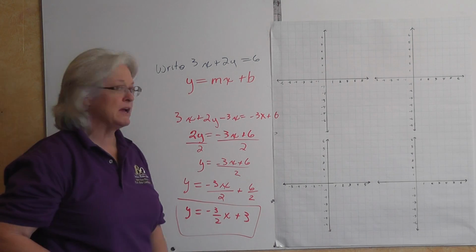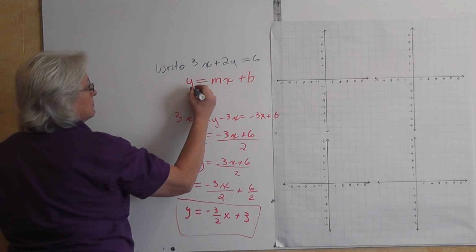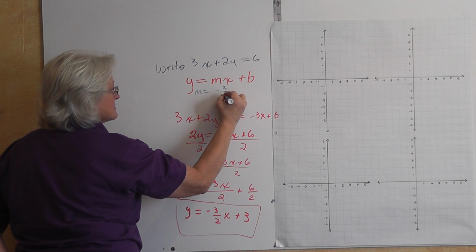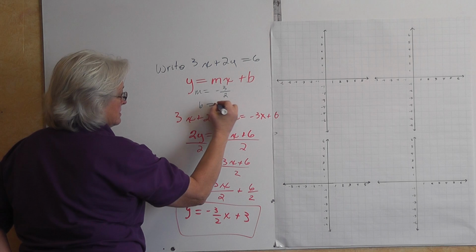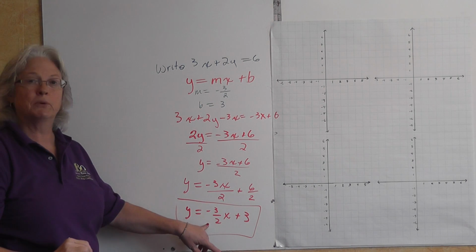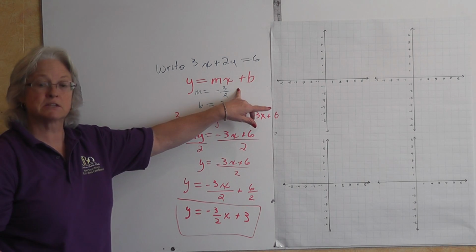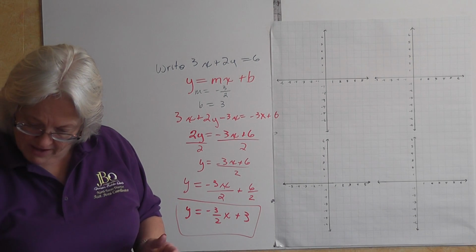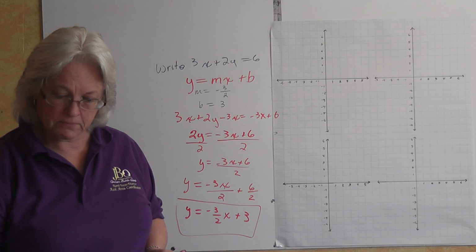Our problem also asks us to identify m and identify b. Right here, m, or the slope of the line, is negative 3 halves, and the y-intercept, or b, is 3. We've put the equation in slope-intercept form of a line, we've identified the slope, and we've identified the y-intercept. And that's all that they have asked us to do for the first example.